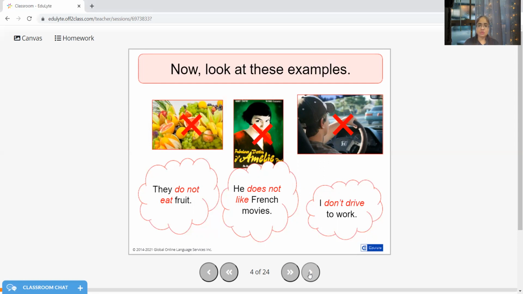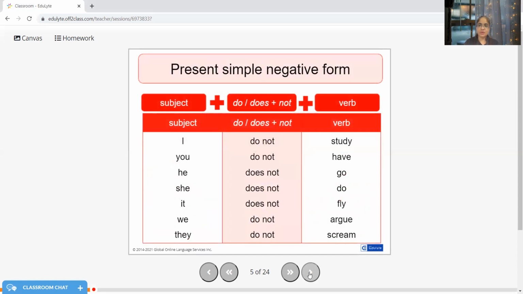Ram does not cook. So "does" with "cooks" will be wrong. Does not cook, does not like, does not play. So be very careful when you are applying this rule, because many times people make mistakes here. This is the present simple negative form, negative as in when I just have do not or does not.